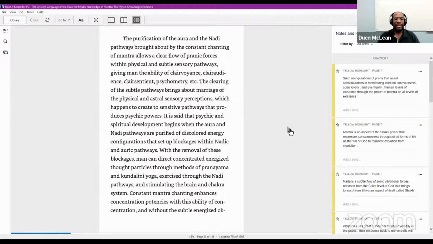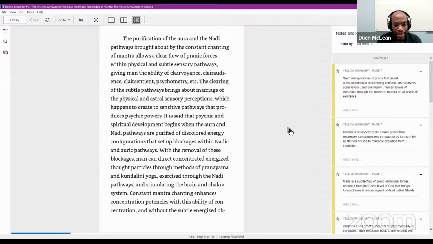It is said that psychic and spiritual development begins when the aura and nadi pathways are purified of discolored energy configurations that set up blockages within the nadic and auric pathways. With the removal of these blockages, man can direct concentrated, energized thought particles through methods of pranayama and kundalini yoga, exercised through the nadi pathways and stimulating the brain and chakra system.